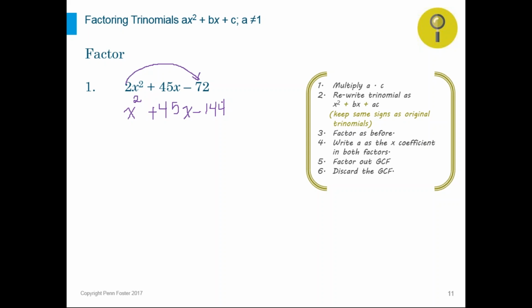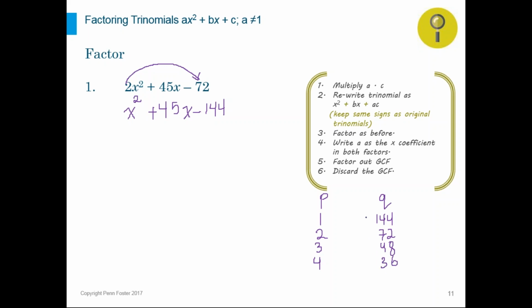Now, this looks familiar to us. We know how to factor this kind of trinomial when you have an a equals to 1. So the same steps, p's and q's. I'm going to list the factors of 144, and remember it's negative 144, but I'm going to start with the positive 144. I'm going to think about 1 and 144. I'm going to think about 2 and 72. Also, I have 3 and 48. I also have 4 and 36 and so on.